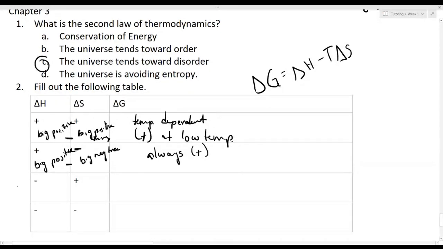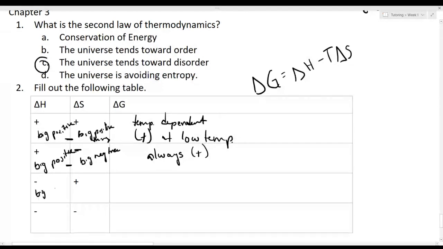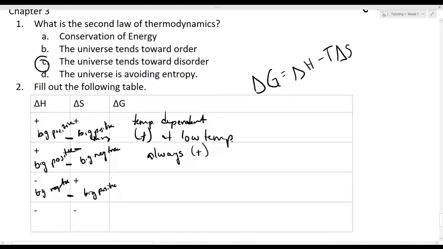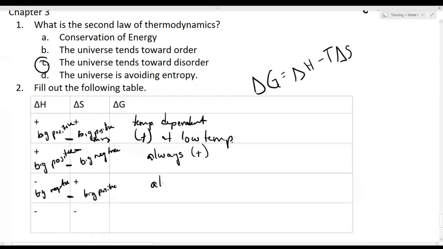Okay? All right, now over here. A big negative number minus a big positive. What do you guys think? A negative minus a positive? This is going to be even more negative, right? So this is always negative.